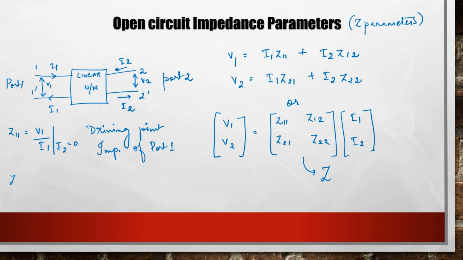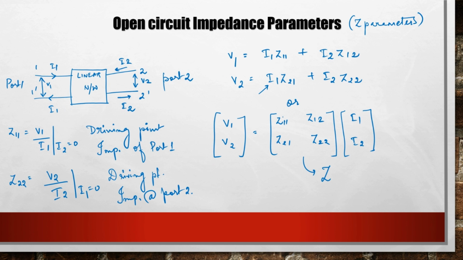Similarly, we can find out Z22. So Z22 over here can be obtained by considering I1 is 0. So we can say Z22 therefore is V2 by I2, V2 by I2 considering I1 is equal to 0. And this becomes the driving point impedance at port 2. So Z11 and Z22 are the driving point impedances.